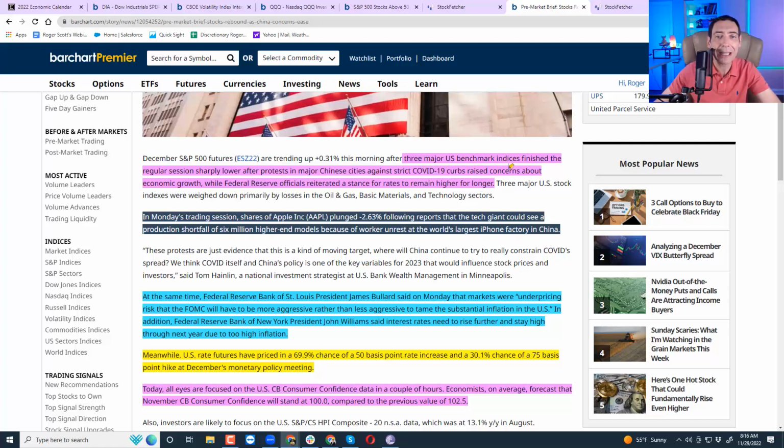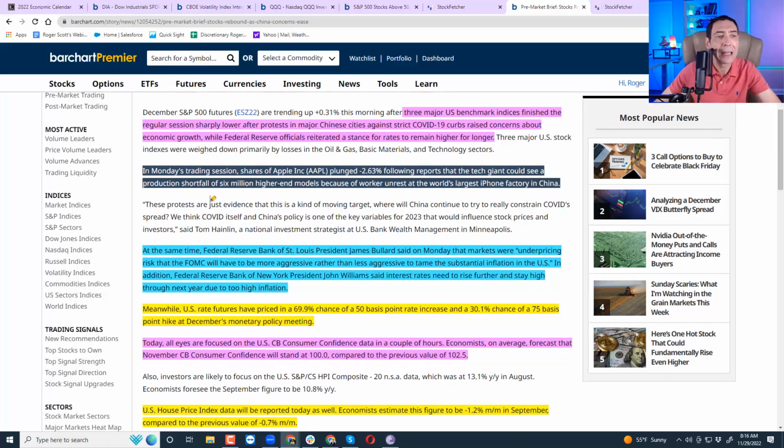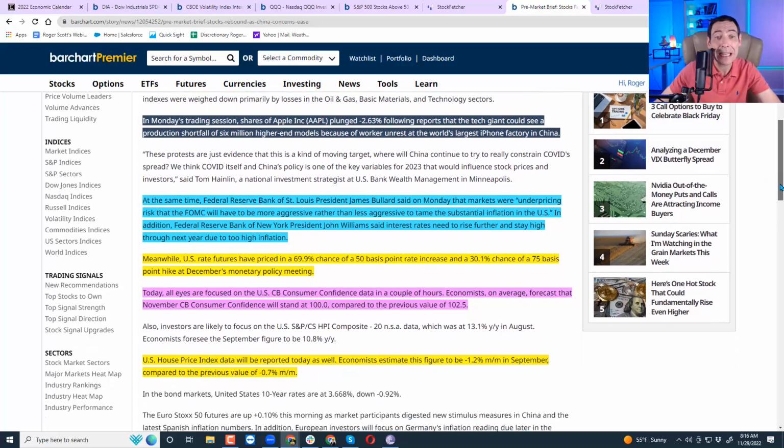Three major U.S. benchmark indices finished regular sessions sharply lower after protests in major Chinese cities against strict COVID raised concerns about economic growth, while the Federal Reserve reiterated a stance for rates to remain higher for longer. Very important. In Monday's trading session, Apple plunged over 2% following reports that the tech giant could see a production shortfall of 6 million higher-end models because of worker unrest at the world's largest factory in China. Remember, a lot of those iPhones you guys love are made in China.